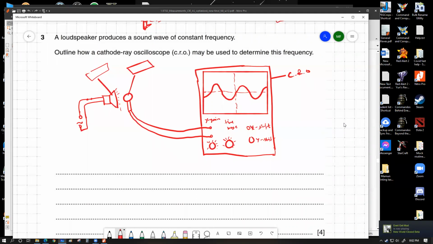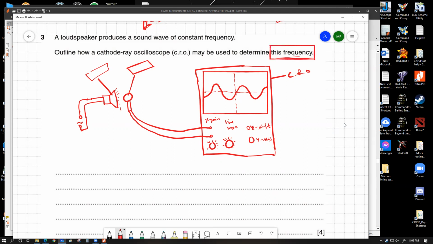But description আমরা কি লিখবো? Let's say because this is a 4-mark question, you can assume that the circuit diagram should have 2 marks in it, and the description might have 2 marks in it. Now, have a look at the question. The question says outline how a cathode ray oscilloscope, CRO, may be used to determine this frequency. So this is asking us how to calculate the frequency.